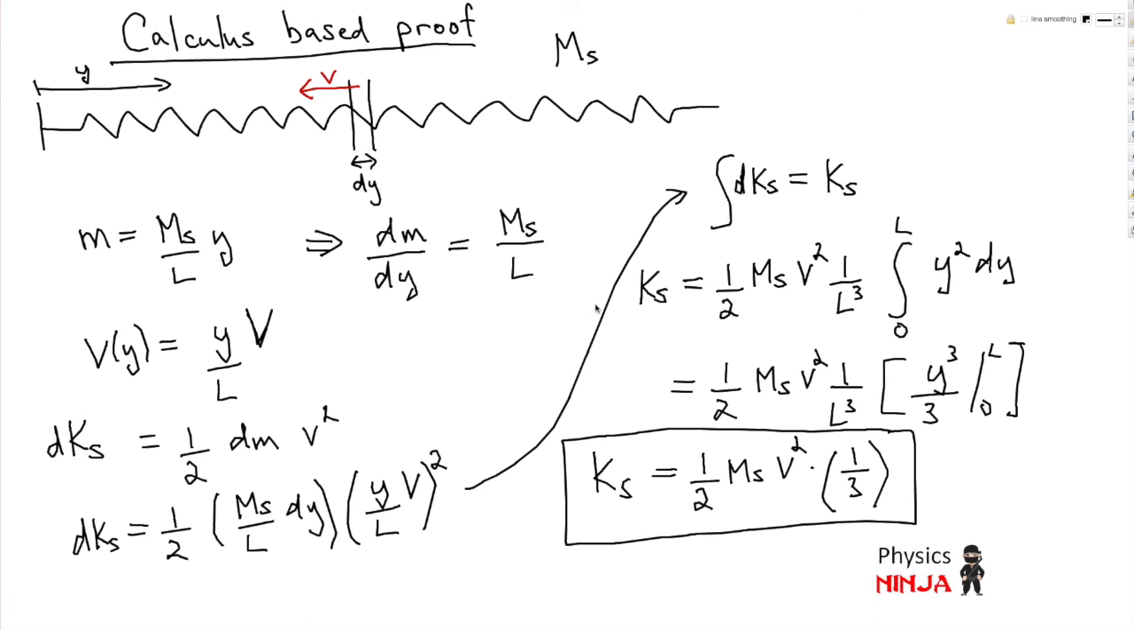See, it's much easier than the previous approach. Only took a few lines of calculations, and we got to the same answer as before. Okay, so there you have it, folks. There was the physics of a realistic spring and mass system where we included the mass of the spring in addition to any mass that was attached at the end of the spring.